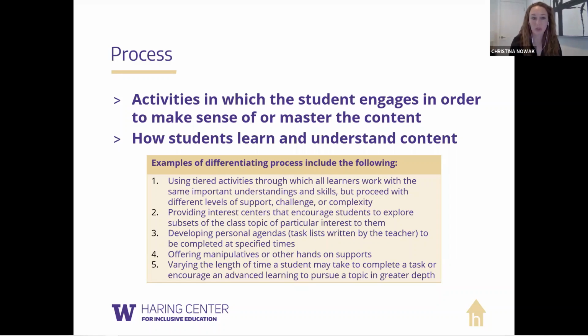Again, they're listed there 1 through 5 in the yellowish box, but you could try tiered activities through which all learners work with the same important understandings and skills, but then you proceed with different levels of support, challenge, or complexity. Two, you could provide interest centers that encourage students to explore subjects of the class topic of particular interest to them. You can develop personal agendas or task lists written by the teacher to be completed at specific times. You can offer manipulatives or other hands-on supports. And then finally, you can vary the length of time a student takes to complete a task or encourage advanced learning to pursue a topic in greater depth.